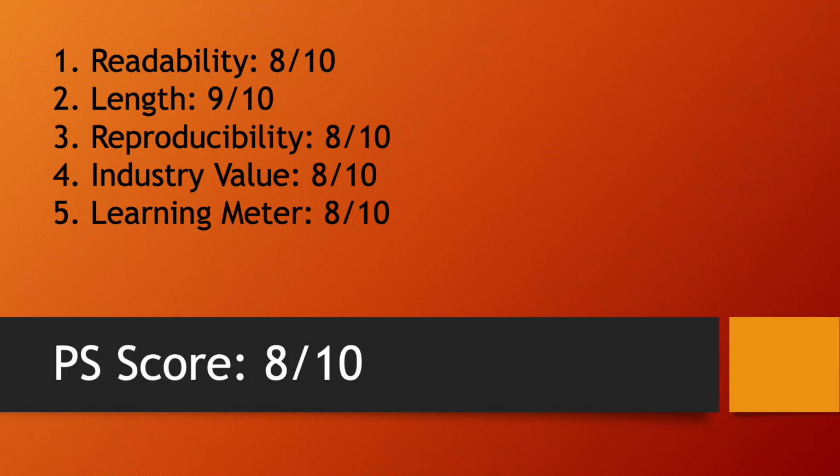Now let's give this paper a PS score. It's a nice read of memory resident DBMS, so on readability it gets 8 out of 10. It's a relatively crisp paper, 8 pages long, so on length it gets 9 out of 10. This being a 1992 paper, reproducibility might be a challenge, so it gets 8 out of 10. Overall good lessons and overview for industry and database enthusiasts, so it gets 8 out of 10 in industry value and on learning meter category. So the overall PS score is 8 out of 10.